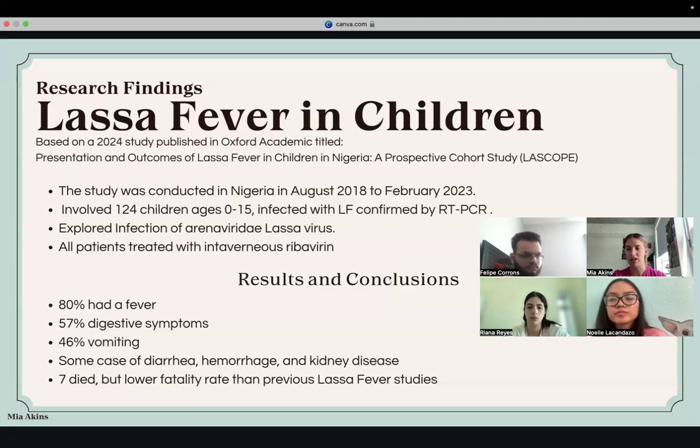In terms of treatment given during the study, all of the patients received ribavirin intravenously, which is an antiviral medication. It's most known for being used to treat hepatitis C, but it's also commonly used to treat Lassa virus infections.